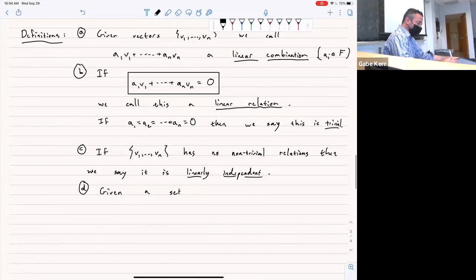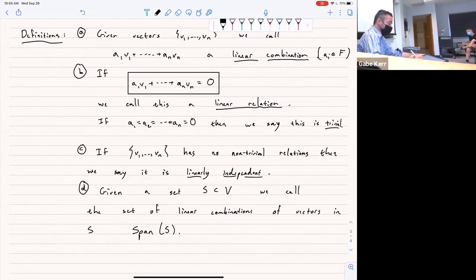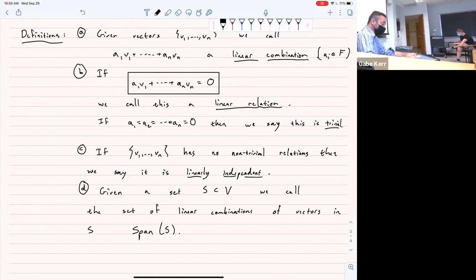All right. So given a set S of vectors inside of our vector space V, it's just a subset, possibly infinite. We call the set of linear combinations of vectors in S the span of S.